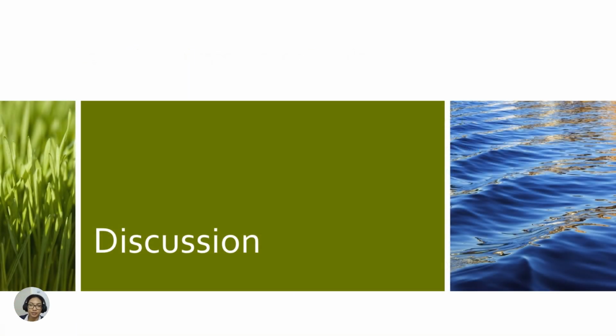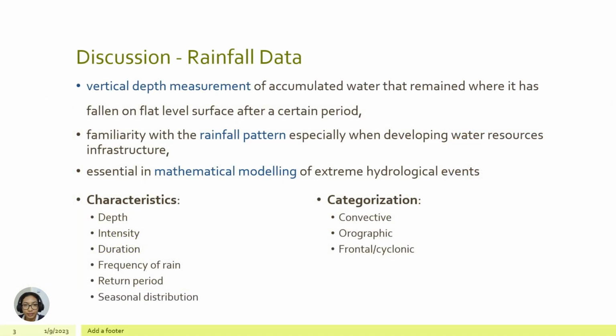My name is Christina Liao. I have matric number AF210122, and I'll be discussing rainfall data and streamflow and water level data. Rainfall is defined as the vertical depth measurement of accumulated water that remained where it has fallen on a flat level surface after a certain period of time. They differ according to location and time.